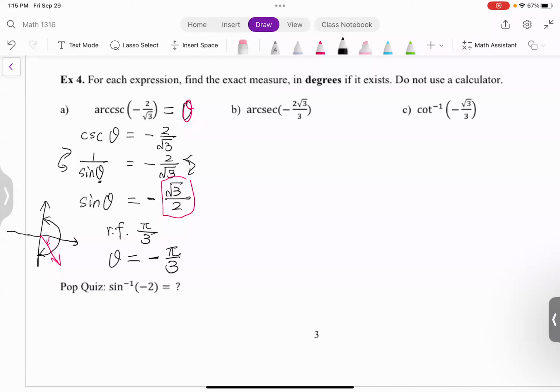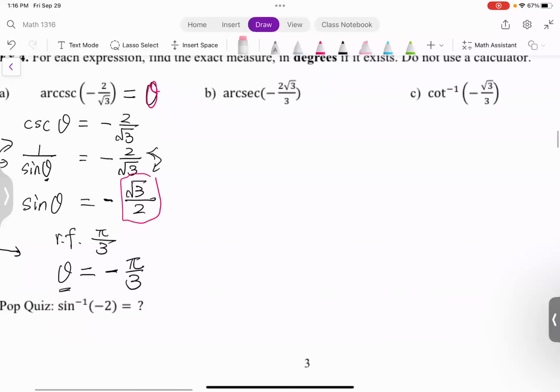Remember that my theta must be between negative pi over 2 and pi over 2. You can also find it from the graph here. So let me erase this because we have no space. All right, next one, find the arc secant of negative 2 square root of 3 over 3.